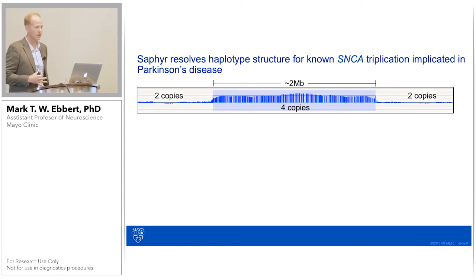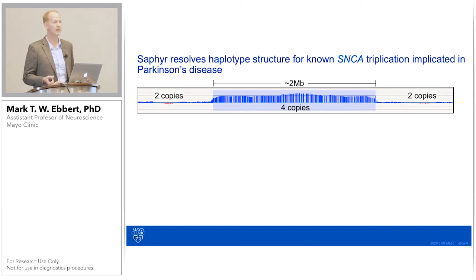So turning to the alpha-synuclein example. Again, we knew that there was a triplication. This individual had 4 copies. It's implicated in Parkinson's disease. But we didn't know the haplotype structure. So right off the bat, using the Saphyr, it is able to identify that there are 4 copies, and the region. Like, we didn't know how much of the region had been duplicated. So it's about a 2 megabase region that's been duplicated.